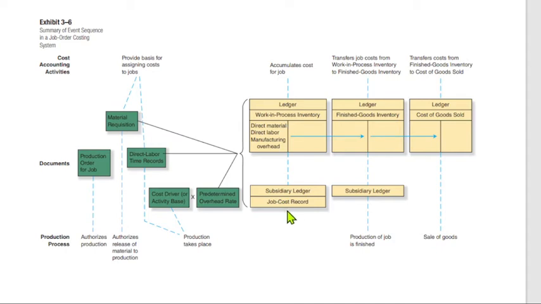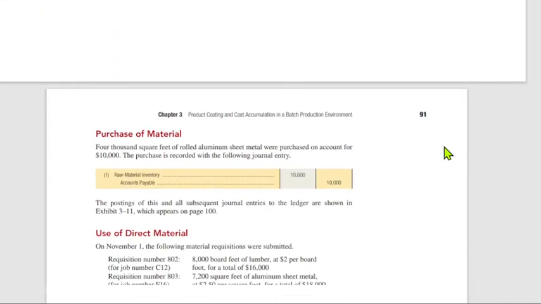job order number, okay? And then the work in process, katulad ng sinabi ko kanina, once it is 100% complete, will be forwarded to the ledger of the finished goods inventory. And then once it is sold, will be forwarded to the cost of goods sold ledger, inventory ledger, okay? So that is the flow or the sequence of events under the job order costing system.